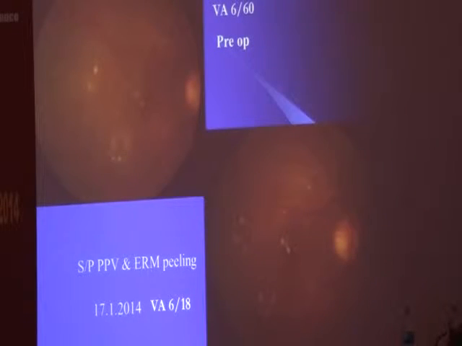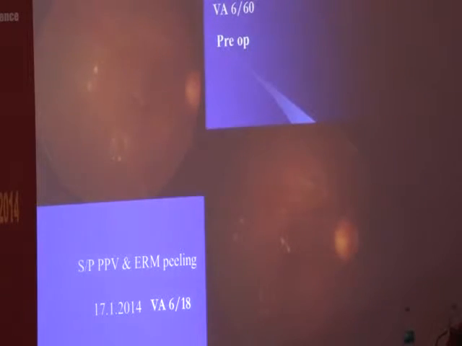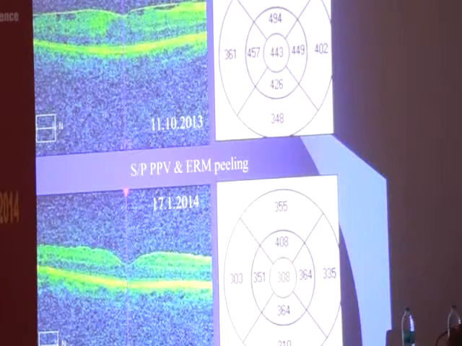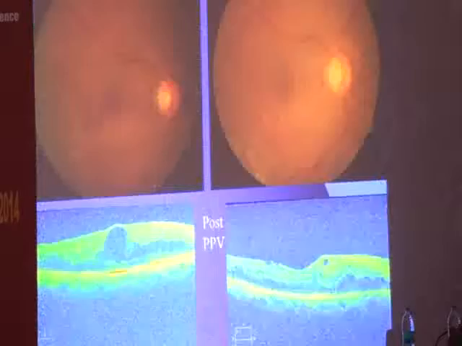So this is the case now down the line. You can see the date there, and so this patient in approximately 3 months, she's 6/18, very happy from 6/60, and you can see now, you can even see the fovea. You can see everything doing very well here, and this is the OCT. You can see the contour has come back and the thickness has gone down.